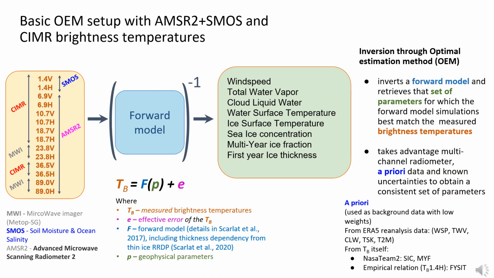This slide highlights our general setup with optimal estimation using AMSR2 and SMOS brightness temperatures. 14 channels are used in total, which are fed to this optimal estimation method, retrieving 8 parameters, where the thickness of first-year ice was added in this study. The method allows us to put uncertainties to the brightness temperatures and also covariances to the geophysical parameters. Also, a priori knowledge can be fed into the method.